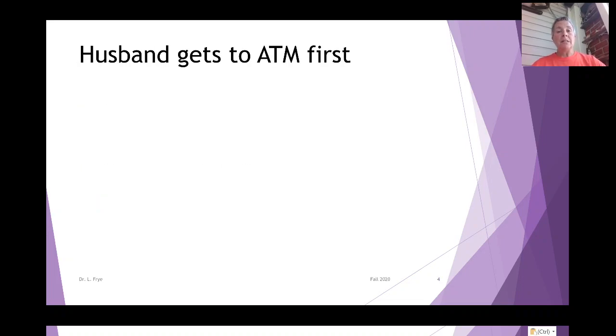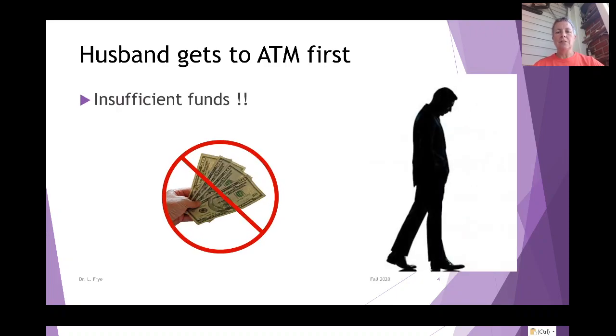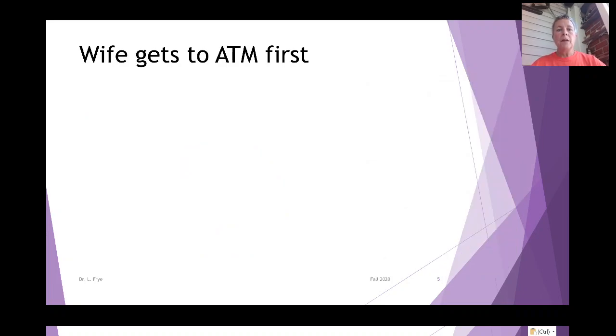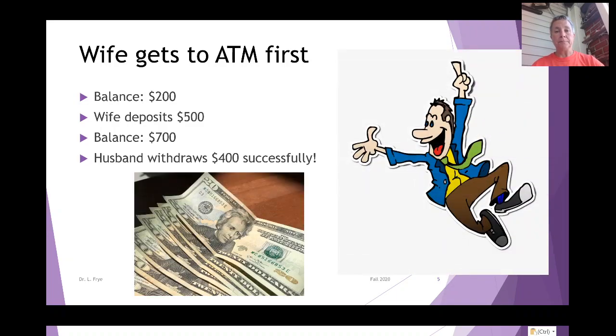So if the husband gets to the ATM first, with $200 in the account, what's going to happen? Insufficient funds. The money is not available for the husband to withdraw $400. But if the wife gets to the ATM first, she deposits the $500, giving us a balance of $700. So now the husband can go and withdraw the $400 successfully. So you can see the sequence of events determines the outcome.